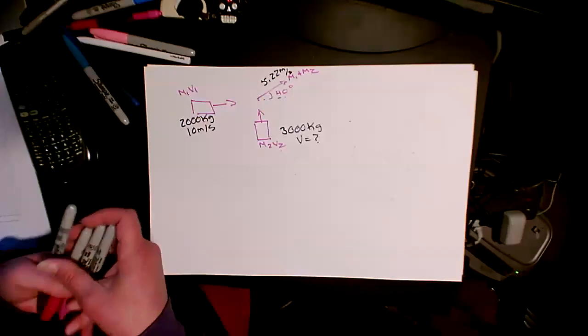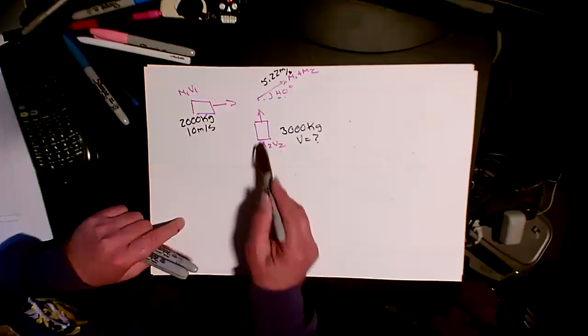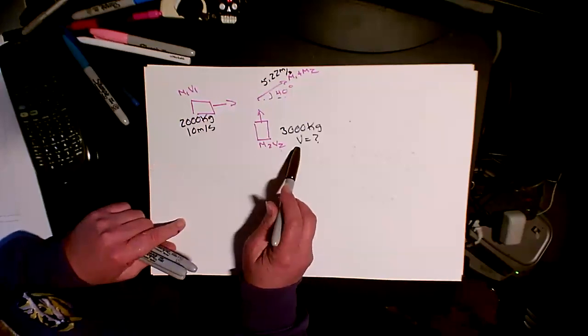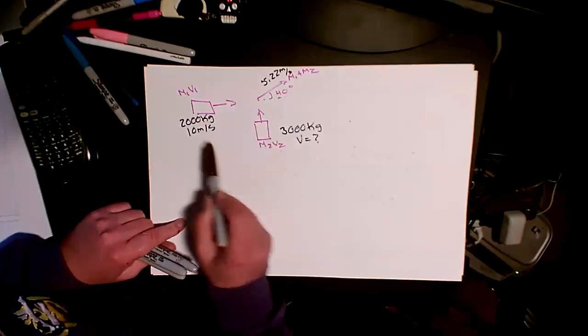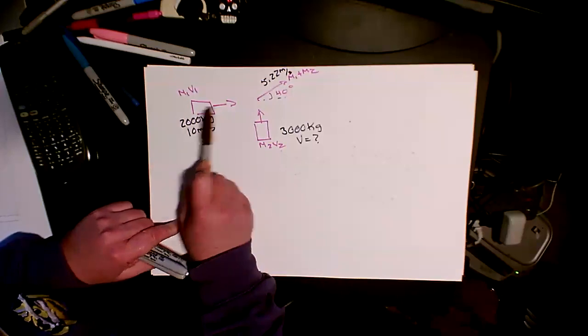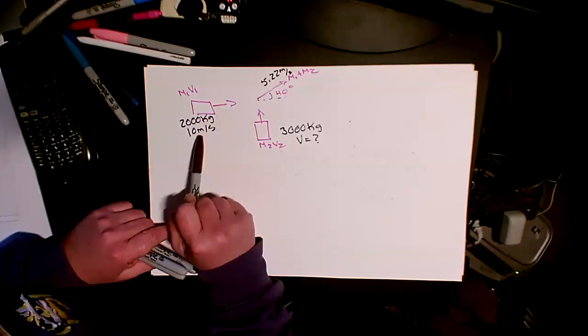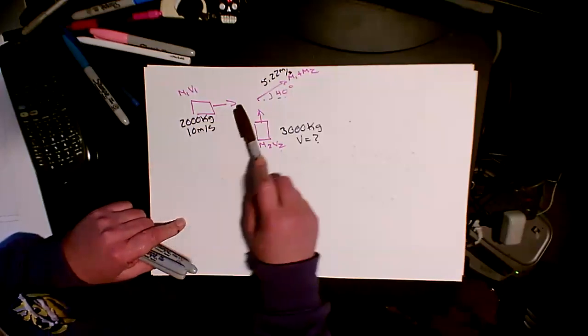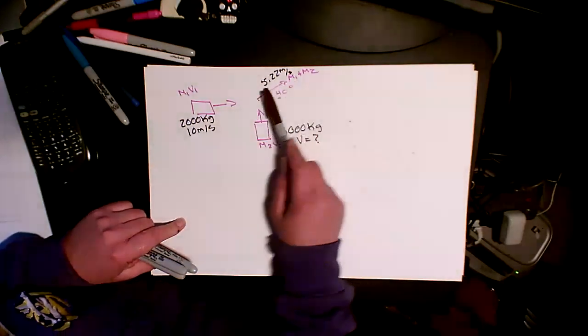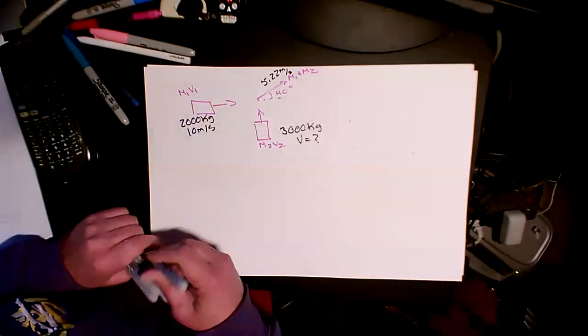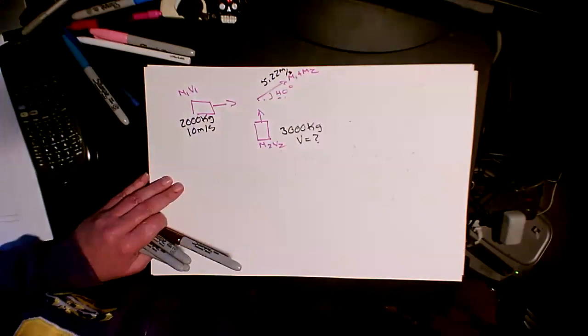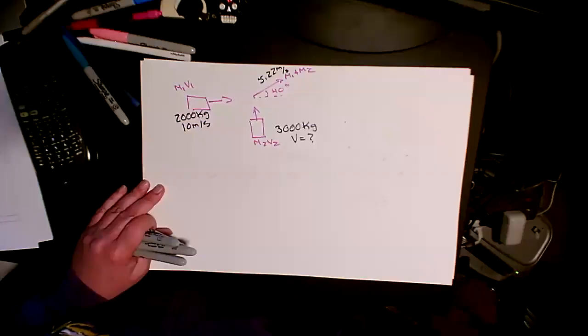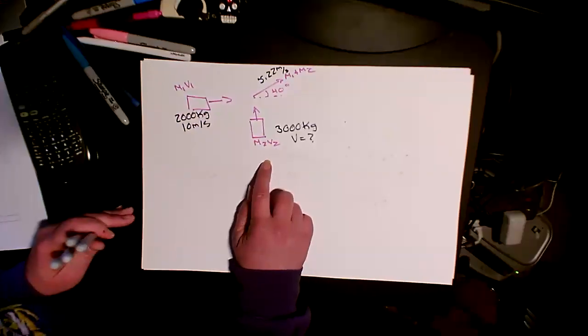So the next one is two cars colliding. I have one moving north at some unknown velocity, but I know its mass, and then this other car moving east at 10 meters per second. They're going to hit and stick, and they slide off together at 5.22 meters per second. So we want to know the velocity of this car.